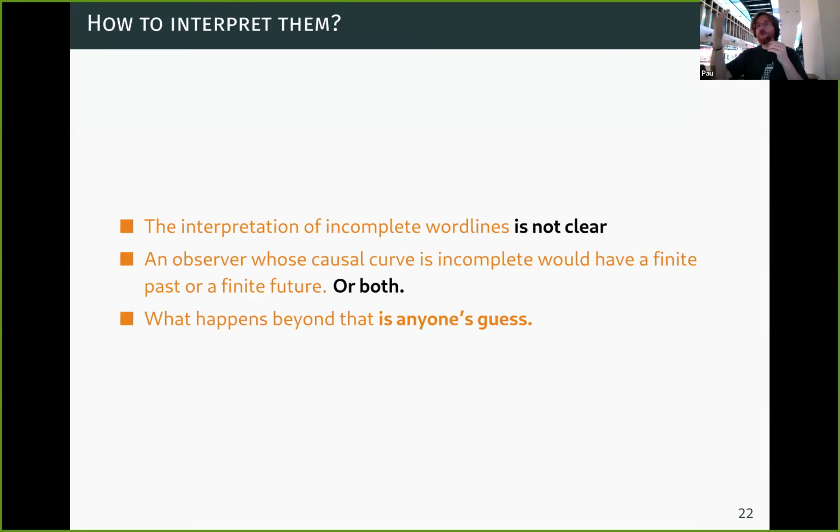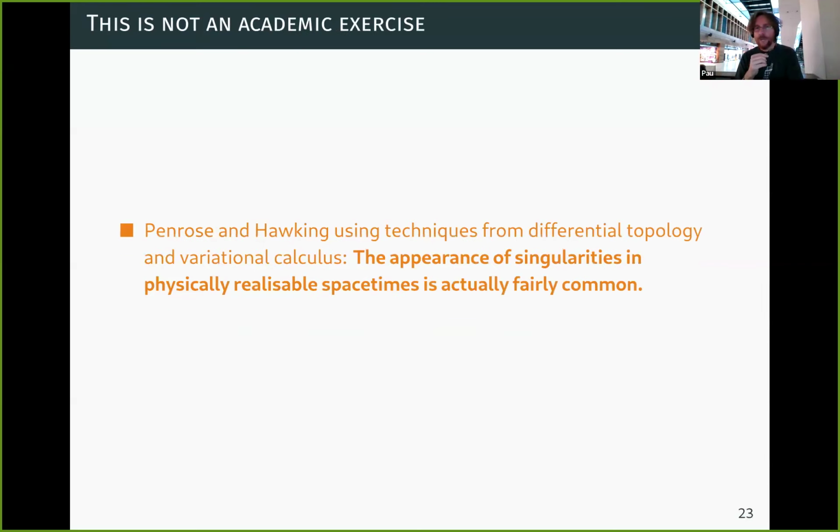So what happened before the Big Bang? What happens when you reach the singularity inside of a black hole? That's a free question without an answer. Actually, it doesn't make sense to ask that question from our point of view. Anyway, all of this is to tell you that this is not an academic exercise, and there is a direct link between what I have explained to you before and the singularities.